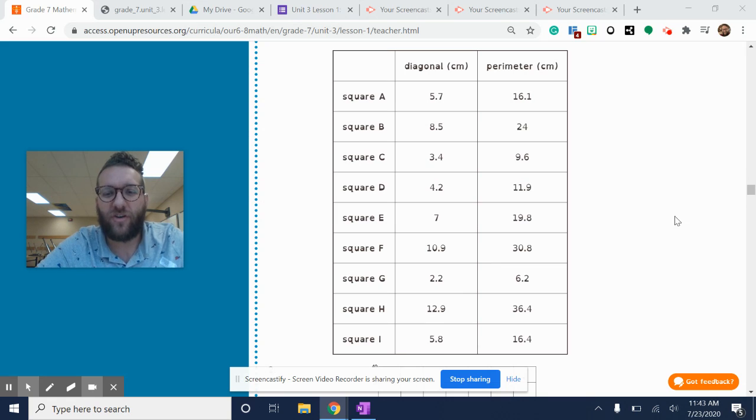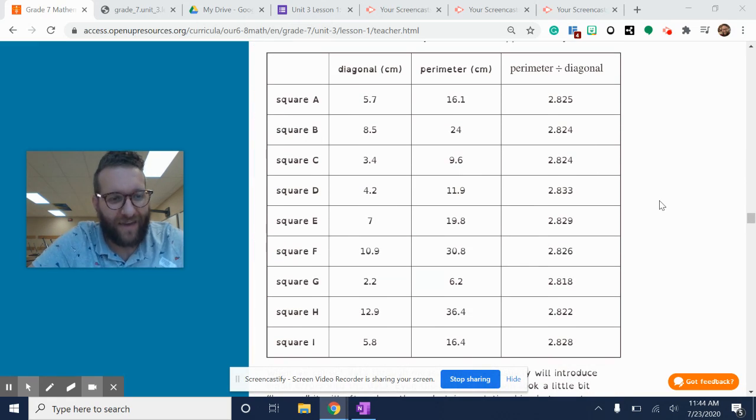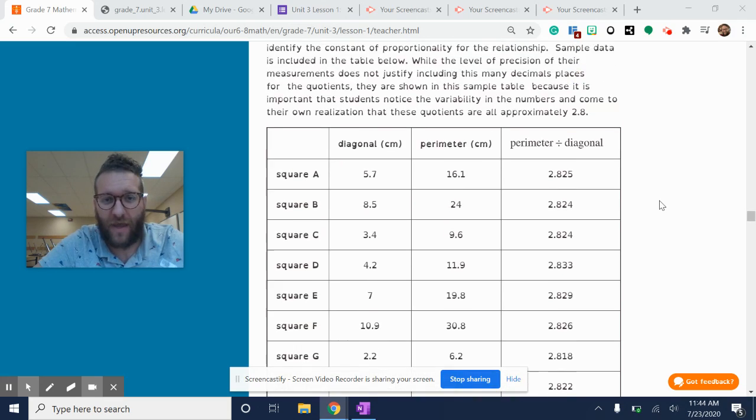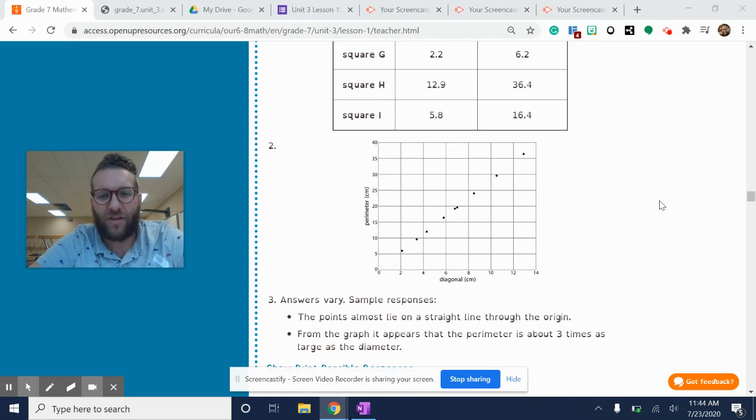The thing that should jump out at you is if you divide the perimeter by the diagonal, it should still be very close to 2.8. So that would make 2.8 our constant of proportionality, and we know a lot about constants of proportionality. If you go ahead and graph that below, as your workbook instructed you to do, it would look something like this.